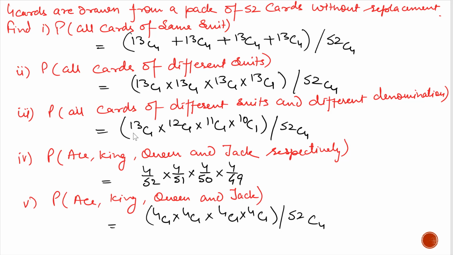One from heart, one from club and one from spade and one from diamond. Next part, we want to find out the probability of ace, king, queen and jack respectively.